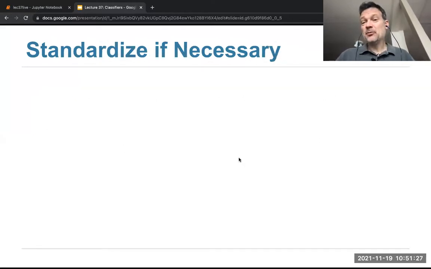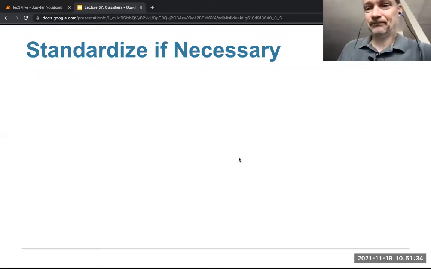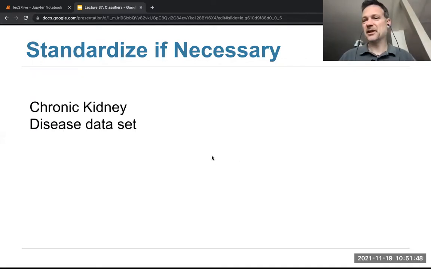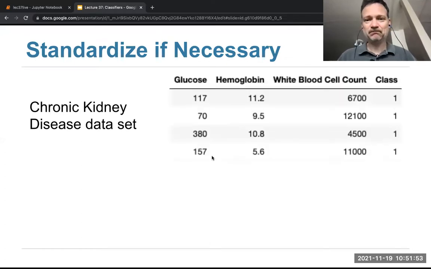Let me mention one more technique that is very helpful if you're working with nearest neighbor classifiers. When you're using a nearest neighbor classifier, it is based on similarity between data points. And we're using the distance between two data points as our measure of similarity. So let's look at this chronic kidney disease data set.